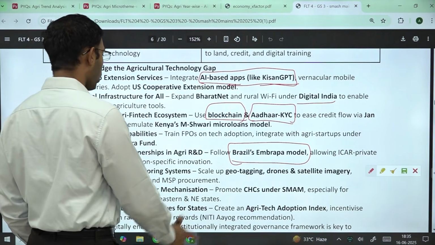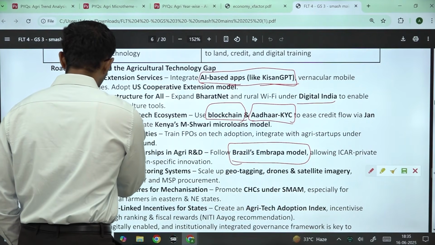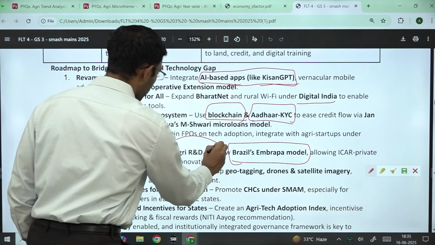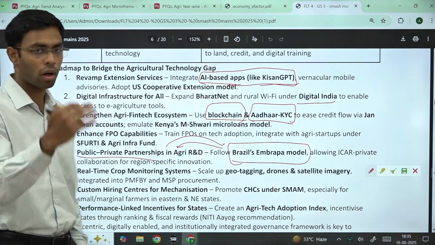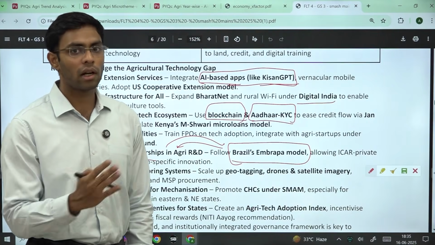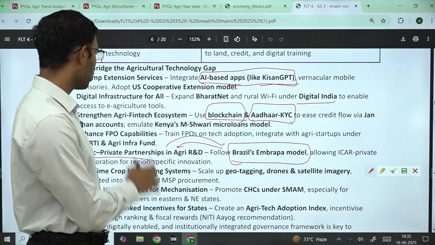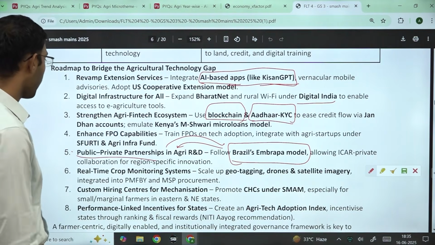In fact, I would not write this here. I would write this Brazil's MRAPA model here as a keyword and then interchange these two things here. Because I want the examiner to see at first glance Brazil's MRAPA model, because I think it looks unique and I think it gives this impression that this person has studied a little differently. So that kind of an edge, if you want, one mark can change the destiny. So this is something I would do, right?